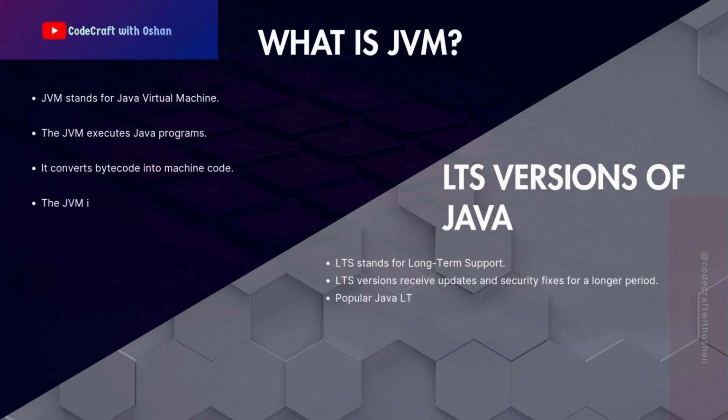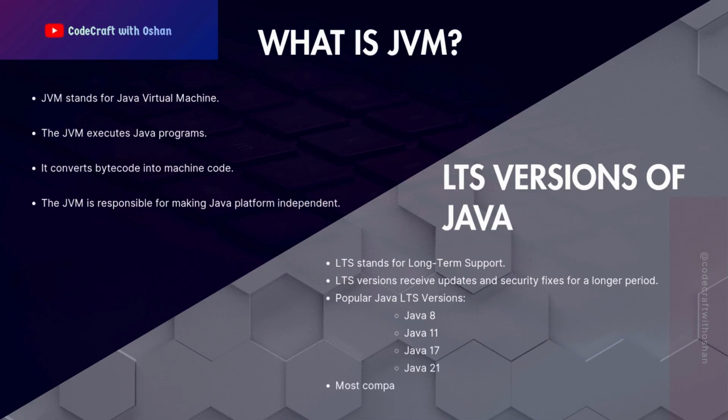Computers cannot directly understand Java source code, as we previously talked about. Instead, they understand machine code. The Java Virtual Machine acts as a translator between the Java program and the computer. So it reads Java bytecode and converts it into machine code that the operating system can execute. This is also the reason why Java programs can run on multiple operating systems. Without the JVM, platform independence would not be possible.